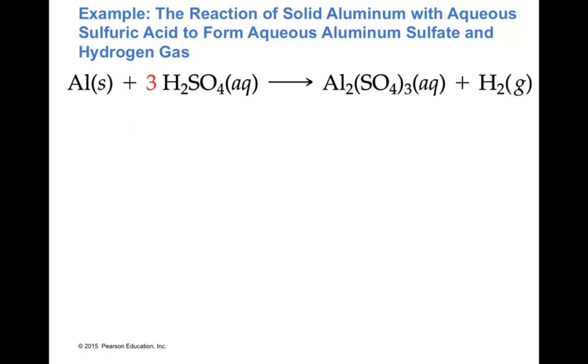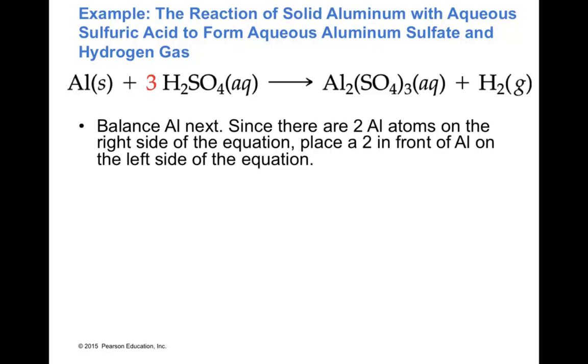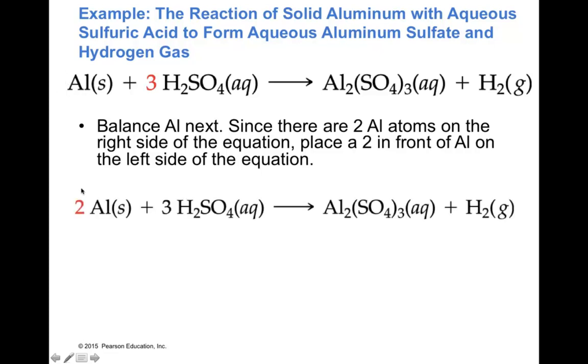So next we can balance the aluminum. We have 2 aluminums in the products right here. We just have 1 aluminum in the reactants. So we can add a coefficient in front of the aluminum that will be a 2. And that way we now have 2 aluminums and 2 aluminums.